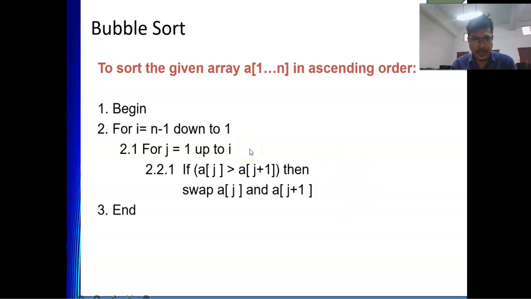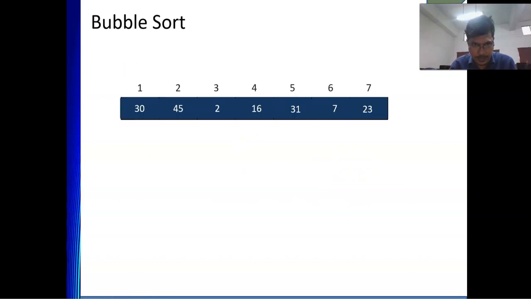Okay, so let us see how exactly it works. Let us have this: 30, 45, 2, 16, 31, 7 and 23. Now I take 30, then I take 45. 30 is not greater than 45, so there is no swap. You have seen no swap.